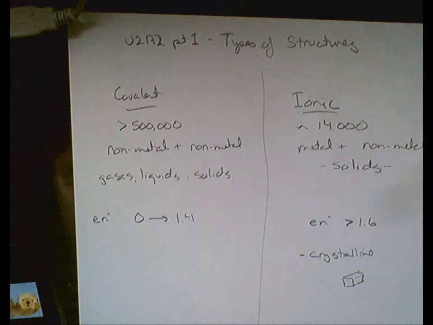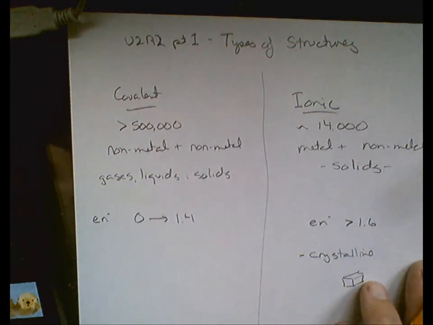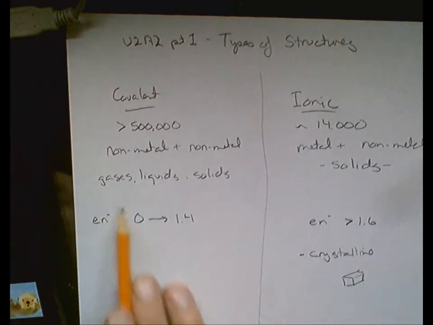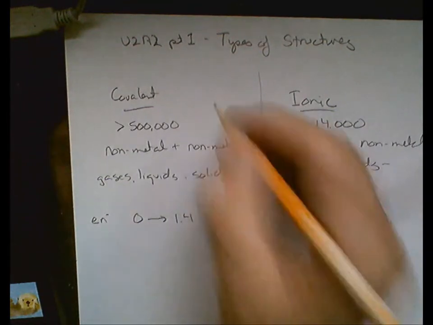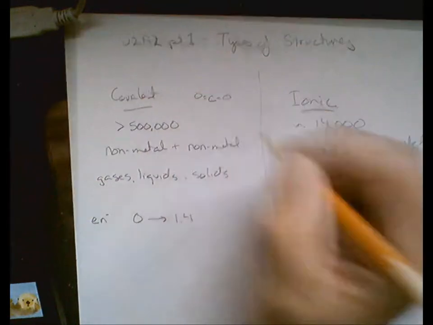Covalent structures. Now, covalent is the biggest category of structures out there. There's greater than 500,000 known to man. These all involve nonmetals. So it's a nonmetal that is bonded to a nonmetal. An example there would be carbon dioxide, which is CO2.